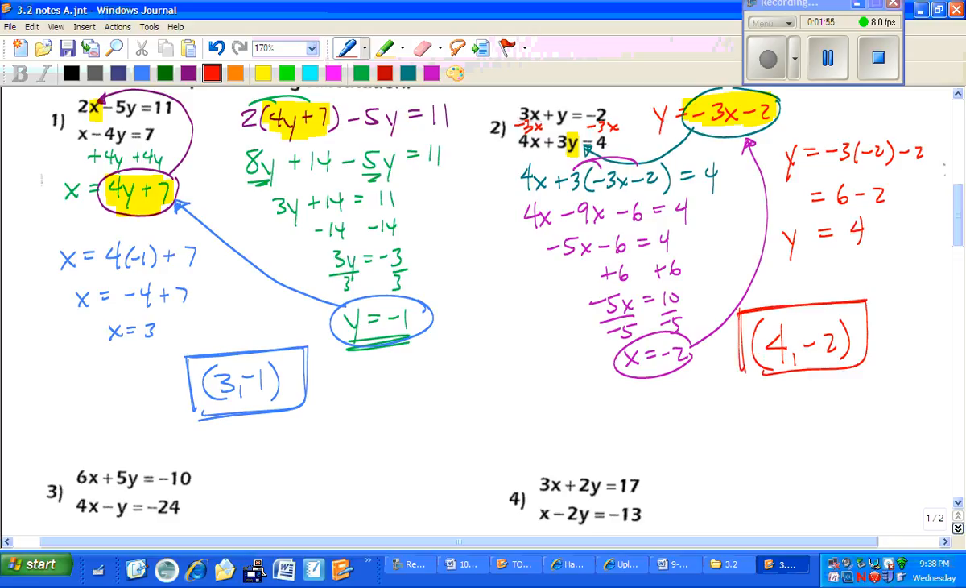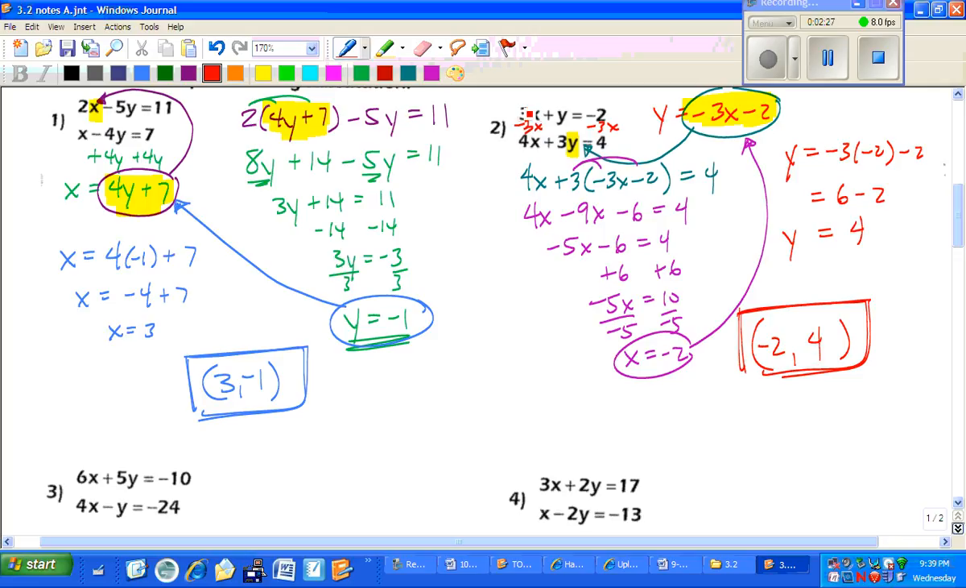Nice thing about these, you can always check your answers. You can put these back in to make sure that the problem works. 3 times 4, if we put that in, gives us 12. Plus negative 2, something's wrong. Why doesn't that work? Because Mr. Mitchell wrote it backwards. Right? Our y value is 4, x is negative 2. So just by plugging that in, I found my mistake. Saved myself some points if this was a quiz.